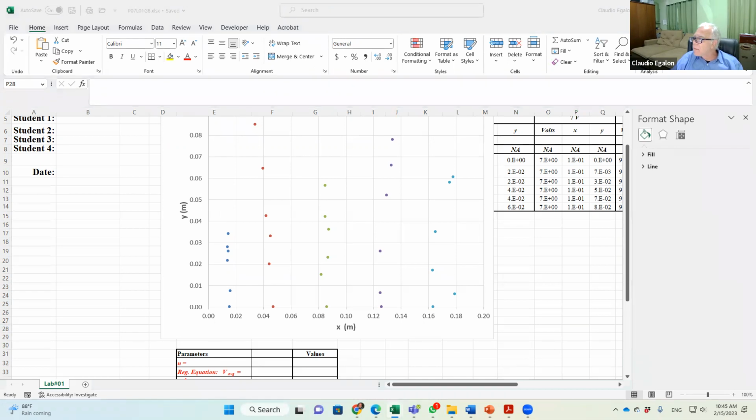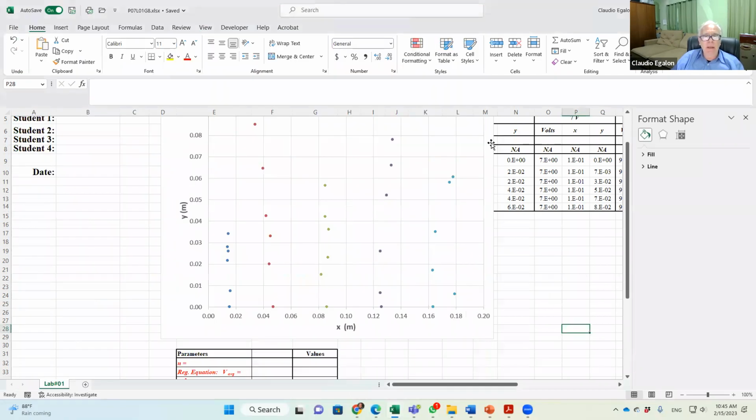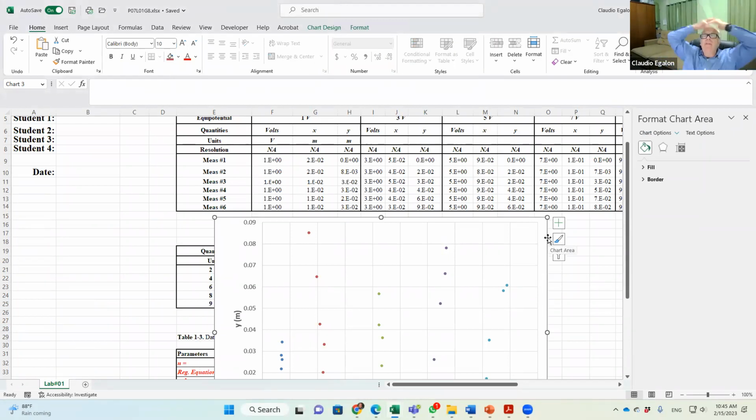So Randy is here. Let me get Randy back in my roster. Good. So two documents. Any questions about that? There's one more graph that you have to plot. We're doing just the graph first. That's how we do it. First we do the graphs, then we worry about the units, then we worry about the significant figures. The graphs are more fun to do, right?